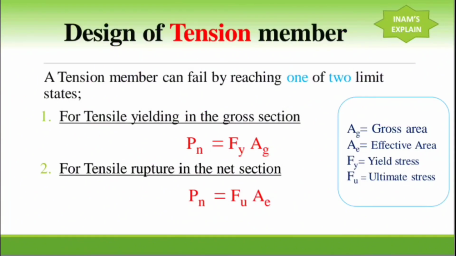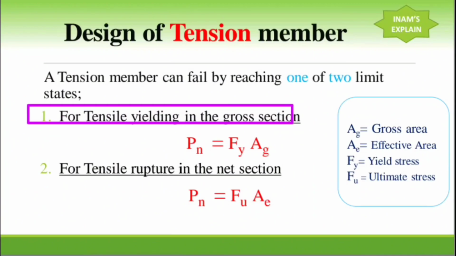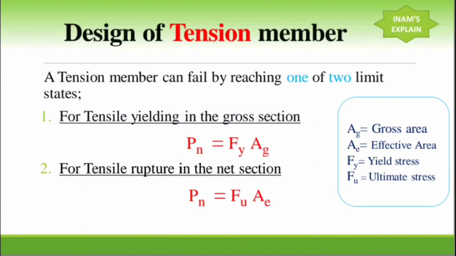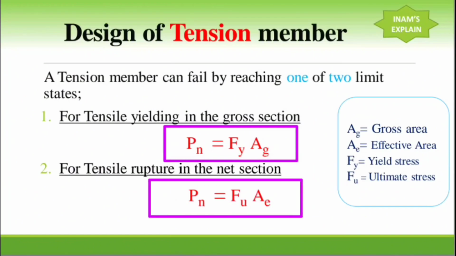The summary of this slide is that the tension member fails in two conditions, either tensile yielding or tensile rupture. For yielding, the nominal strength will be the yield strength multiplied by the gross area, and for tensile rupture, the nominal strength will be the ultimate strength multiplied by the effective area. This is the only difference between the two conditions. Whichever is the minimum, we will compare with the required strength.